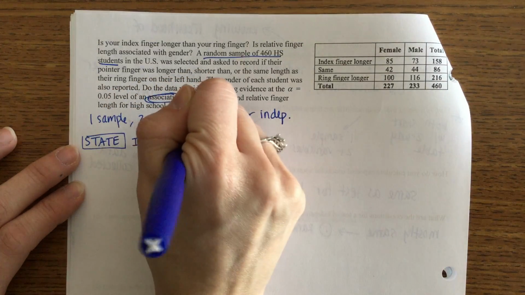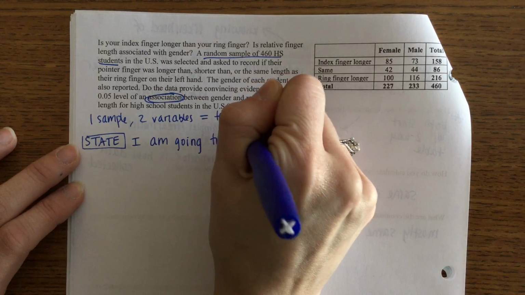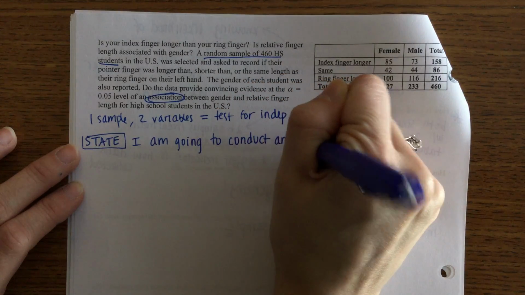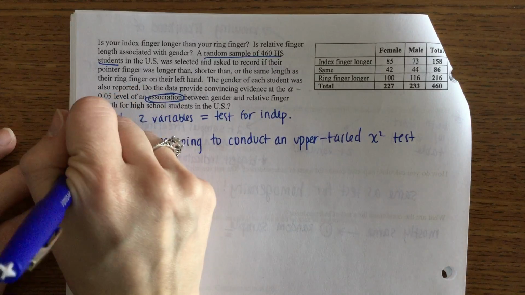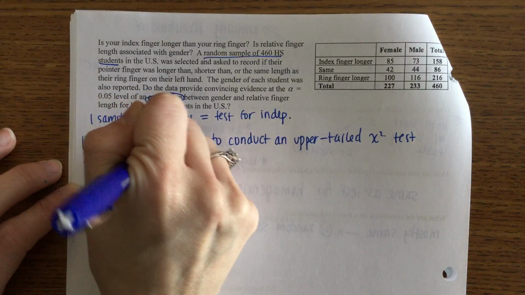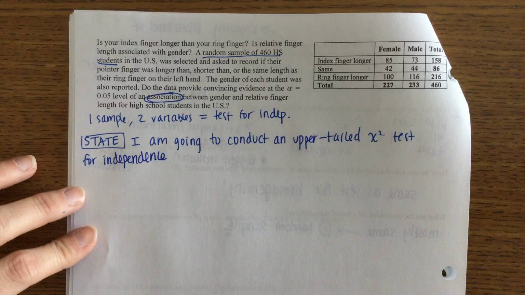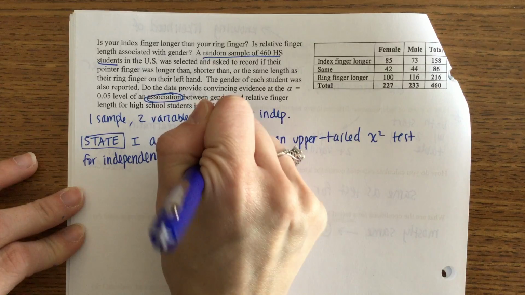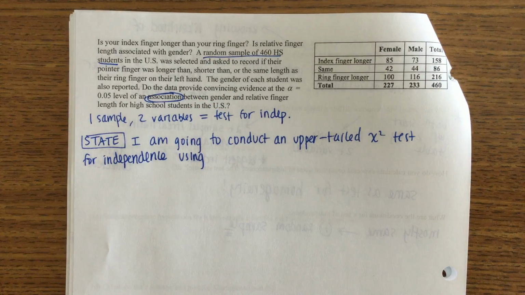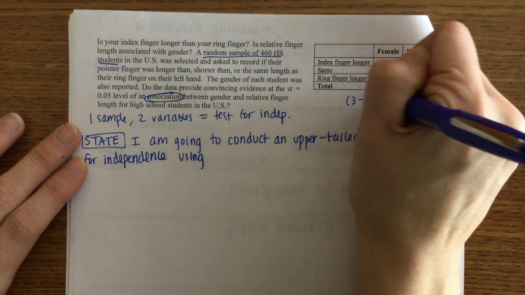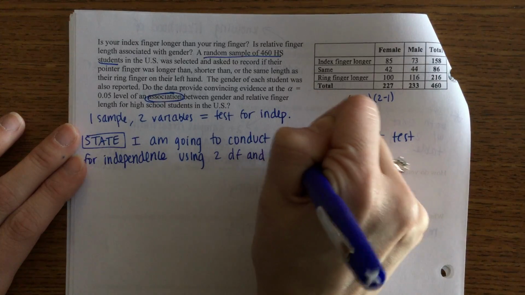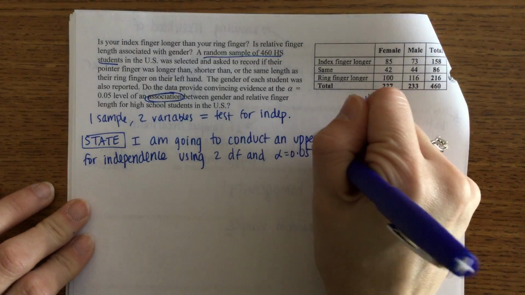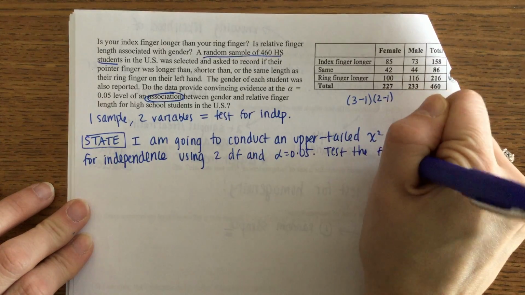So for the state step, I'm going to conduct an upper-tailed, remember chi-squared is always upper-tailed, chi-square test for independence. Again, you also might hear association. So a chi-square test for independence. How many degrees of freedom will we be using? 2. So number of rows minus 1, number of columns minus 1. Multiply them. So using 2 degrees of freedom, and alpha is 0.05. We are going to test the following hypotheses.